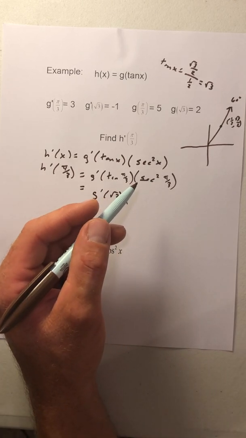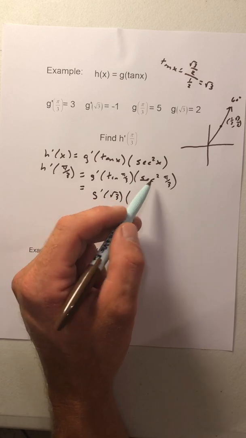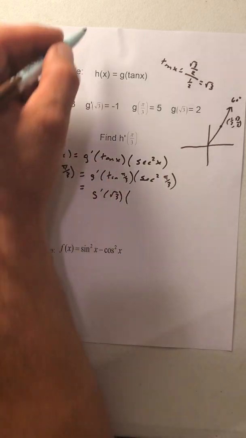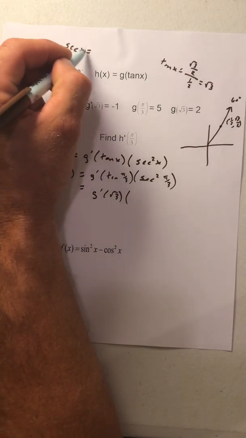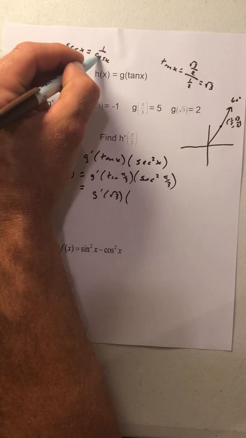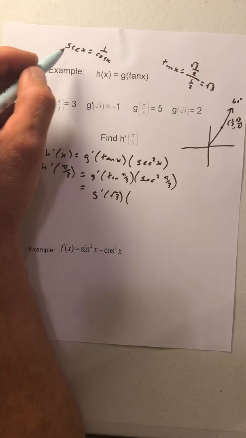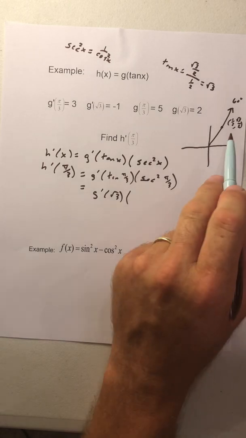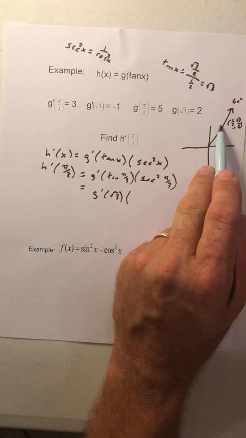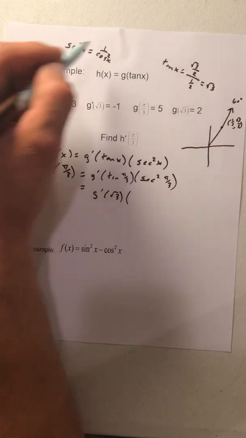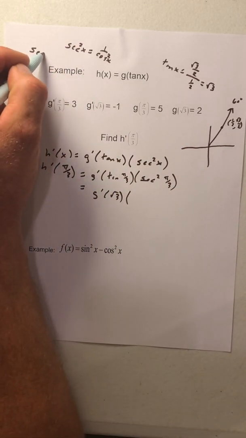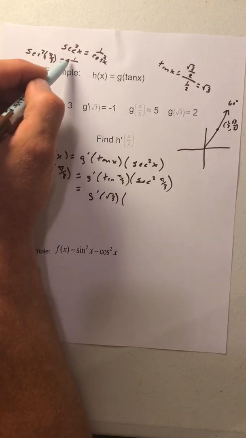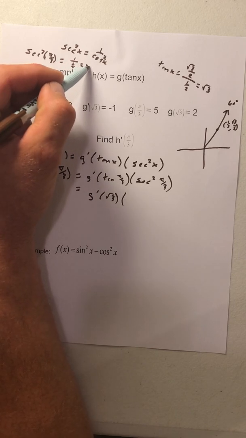And then we're going to find the secant squared of pi over 3. Well, what's the secant of pi over 3? Well, what do we know about secant of x? Secant of x is 1 over cosine of x, isn't it? So secant squared of x is going to be 1 over the cosine squared of x. Cosine, again, remember, is the x value. So at 60 degrees, we're at pi over 3. We're at 1/2 there. So the secant squared of pi over 3 is going to equal 1 over 1/2 squared, or 1/4, which is 4.